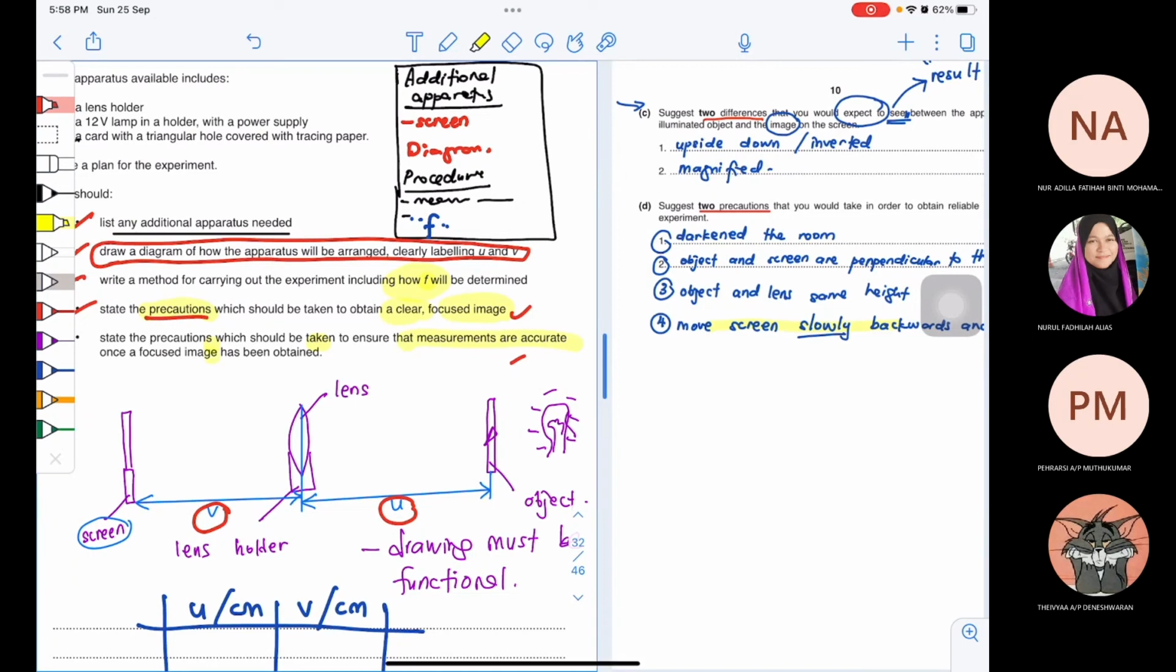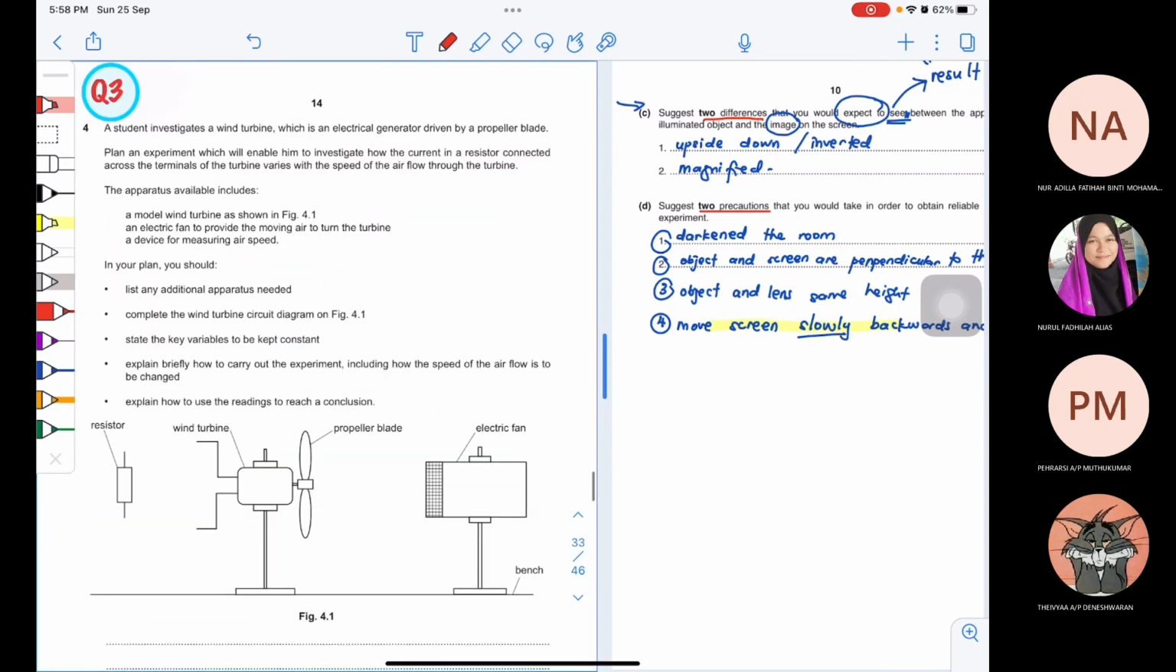Maksudnya, U dengan V awak tu, U dengan V ni. So, this is about the eye position. So, this one is about the eye position. Okay. Dah, 7 markah. Senang.